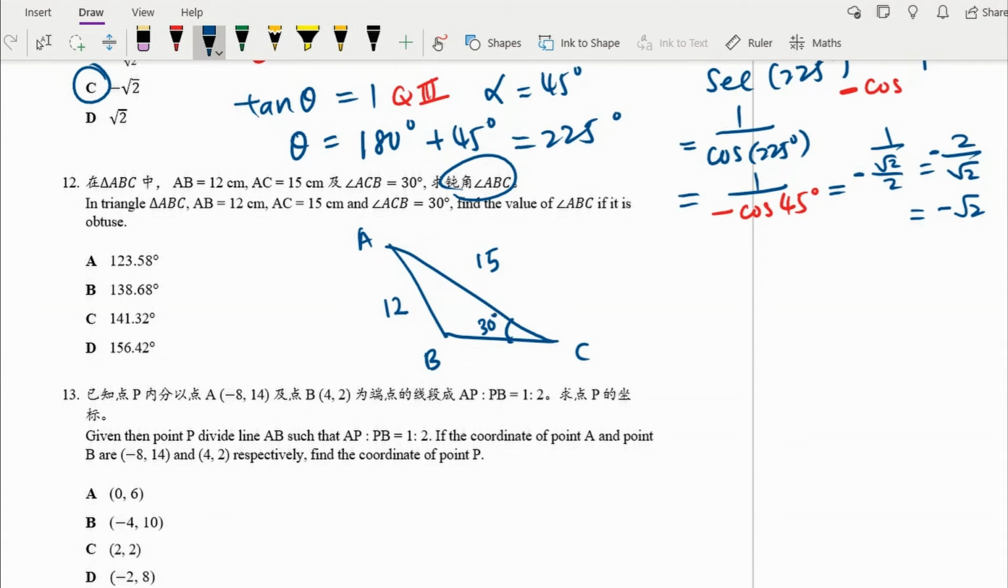We should use sine rule because we want to find this angle here, right? If you use sine rule, it's very easy. Just 12 over sine 30 degrees equals 15 over sine B. So sine B should be 15 sine 30 degrees over 12.